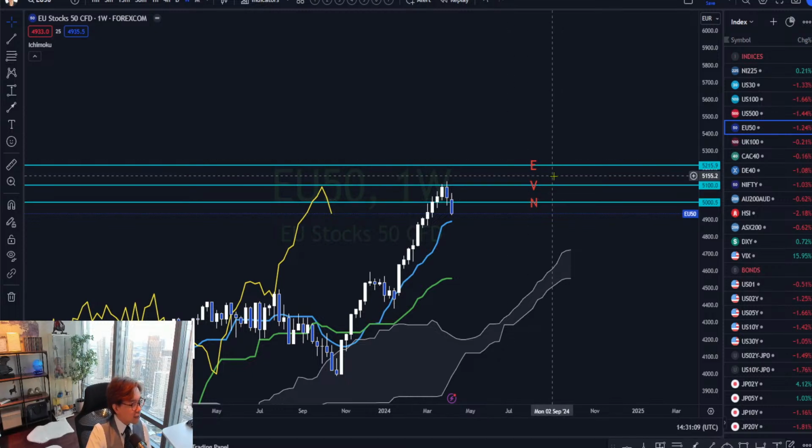So for now, I just keep these lines because it still may reach the E target if it breaks the resistance, if it breaks the V target, but we will see. The market may be supported by the Tenkan Sen and go up also. So it was bearish last week, but in the long term, it's still bullish above the Tenkan Sen.